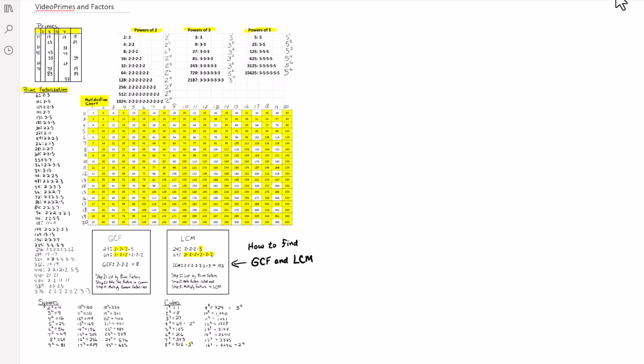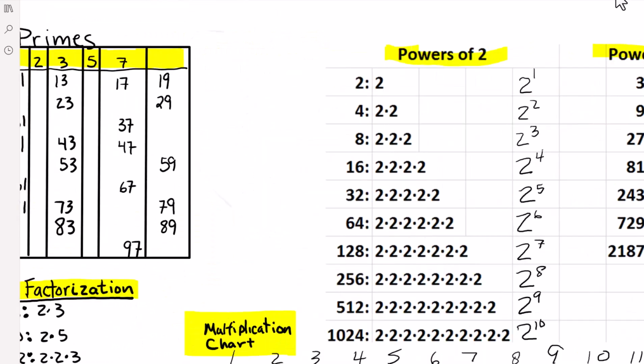Okay, this is just a video to go over some numbers or things that you could have on a note sheet. So I have one here. You can email me if you'd like a PDF copy of this. But let me go ahead and go over each part.